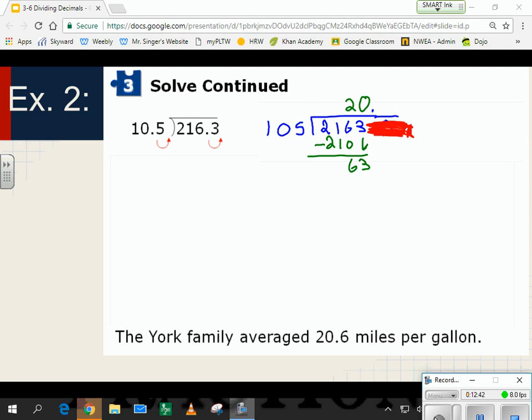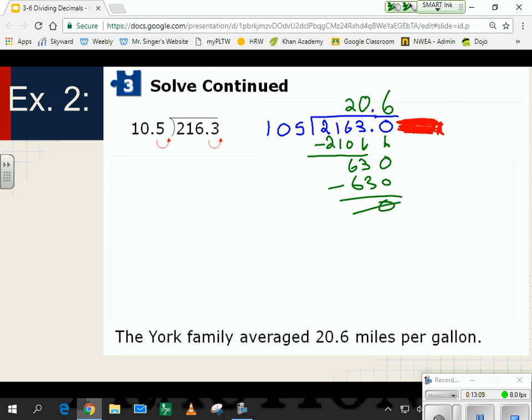Now I'm into the decimals. Remember, I can add as many zeros as I want after the decimals. So I'm going to have a 0 here that I'm going to bring down. And now I can do 105 into 630. Luckily, I know that 105 will go into 630 evenly 6 times, as 6 times 105 is 630. So that's our answer then, 20.6 or 20 and 6/10.